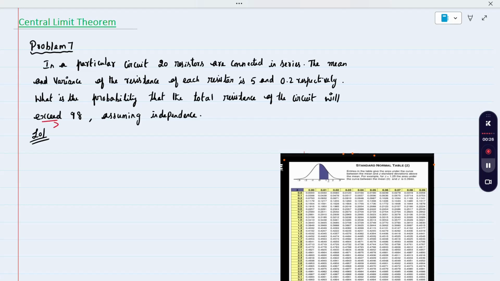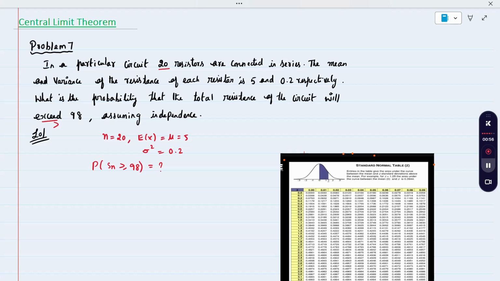So what is given in the question? N is given to be 20. The mean, E of x, which is mu, is given to be 5. The variance, sigma squared, is given as 0.2. The question asks for the probability that Sn is greater than or equal to 98. What is the probability? That is what is asked.